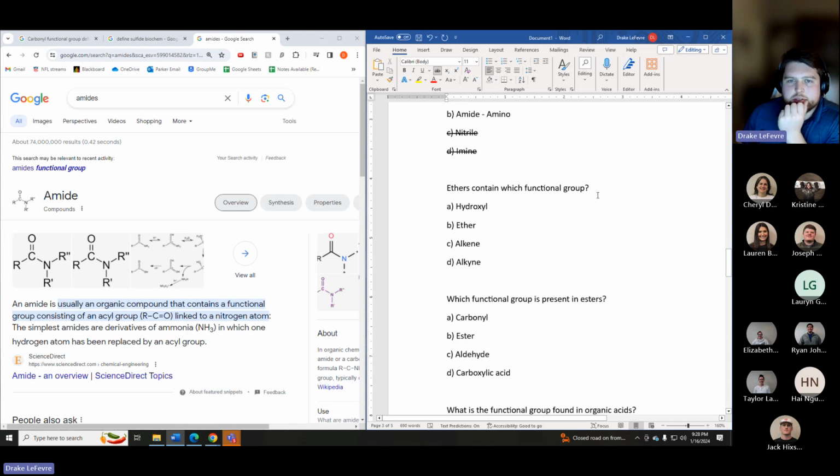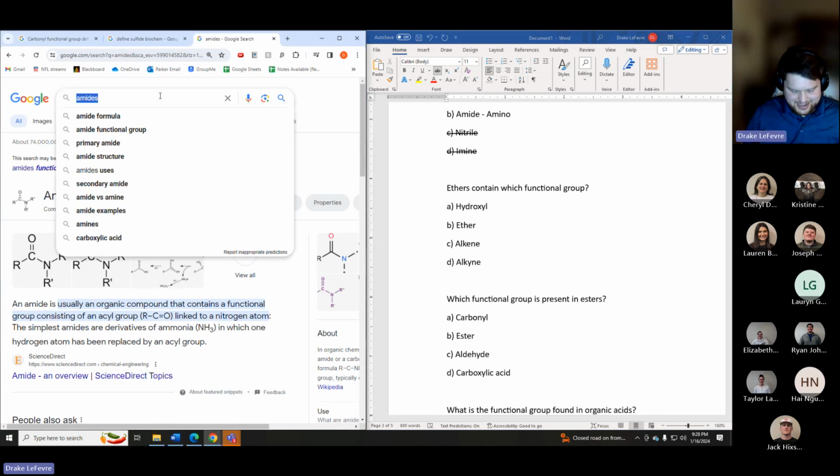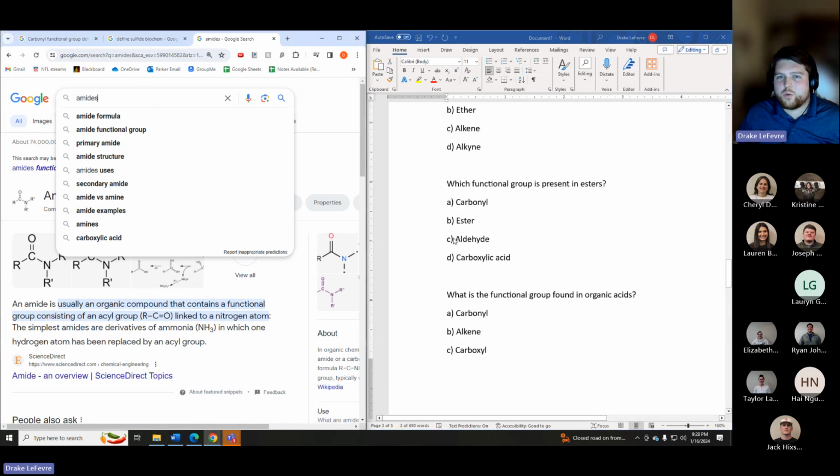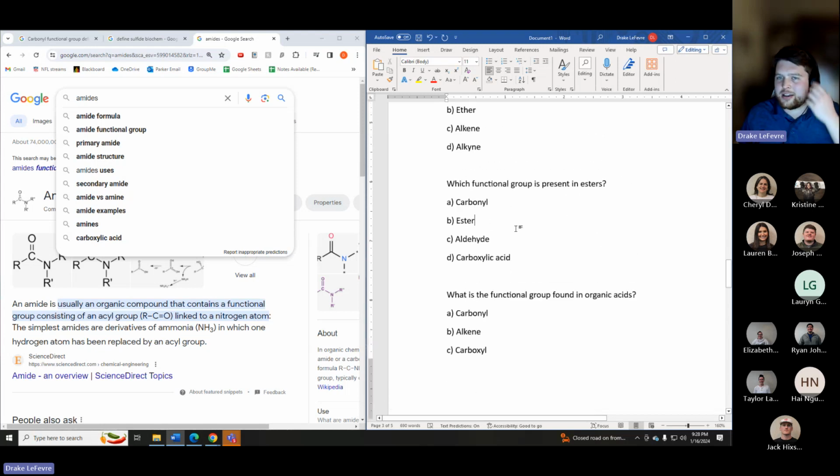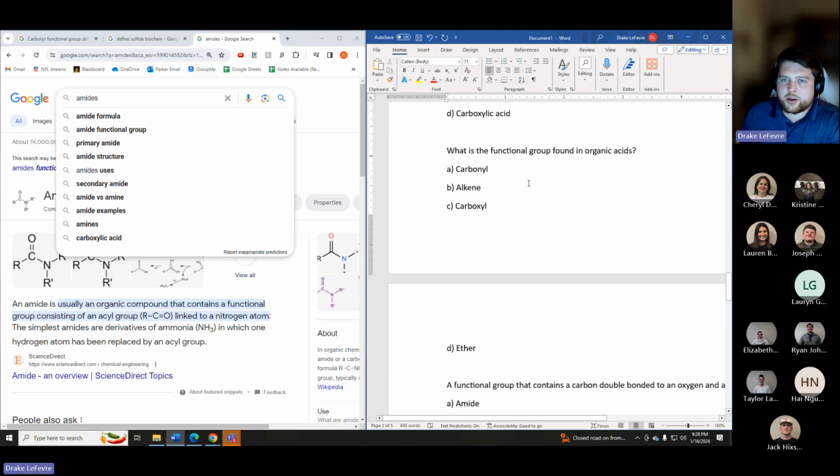Ethers contain which functional group? Some of these questions are going to be a little bit stupid, but ethers probably contain ether. I had to guess. Yeah. Which functional group is present in esters? Probably ester. Yeah, some of these, like I said, AI isn't going to do the best job every single time, but more questions that you can see and you can get is great.